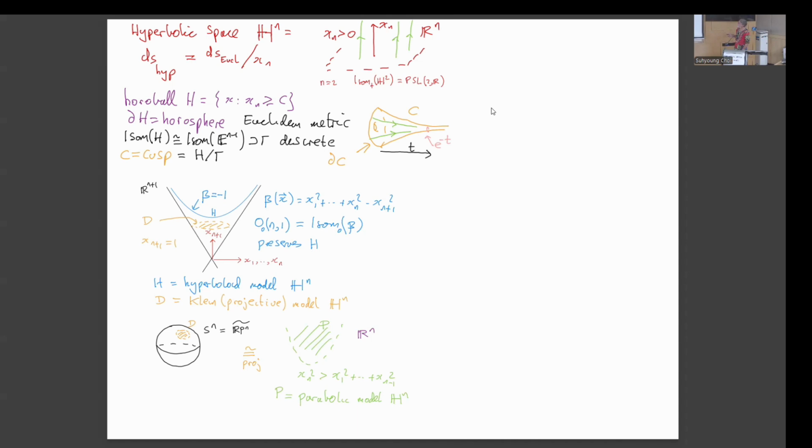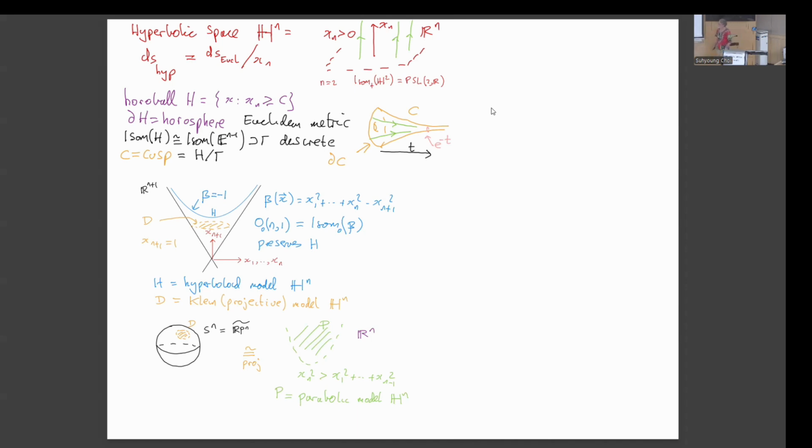You divide the Euclidean metric by the height above the horizontal plane, the x_n coordinate. And so that's a Riemannian manifold. If you do this in dimension 2, so you're taking the upper half plane, the group of orientation preserving isometries of the upper half plane, the hyperbolic plane, you can identify with PSL2R.